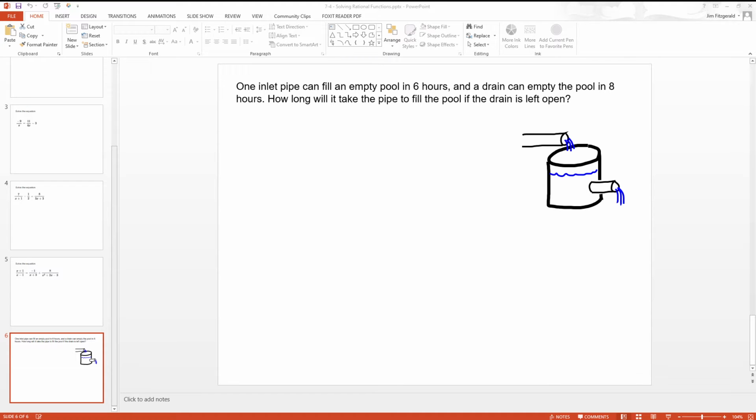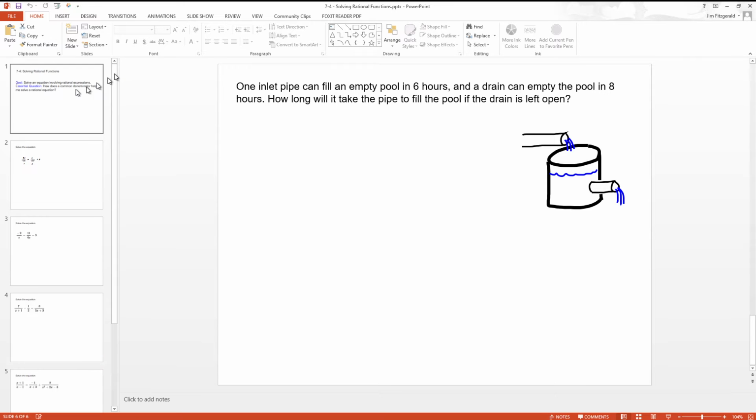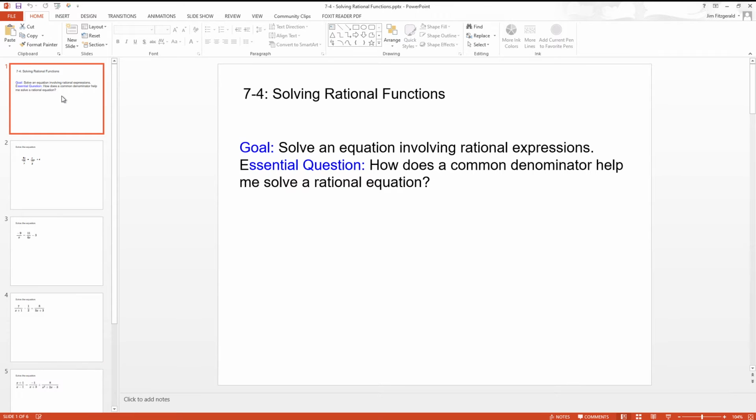Hey everyone, this is the second part of lesson 7-4. I had some software problems on the last problem, my software crashed. So this is just the last part of that lesson.